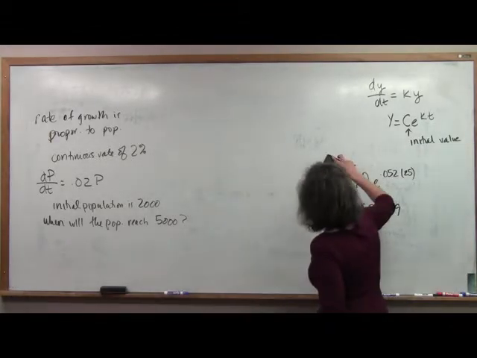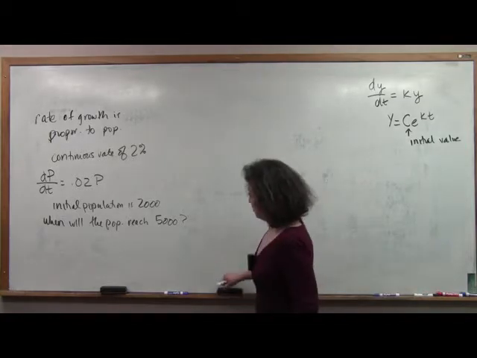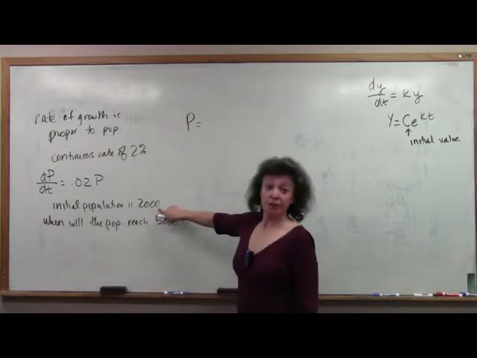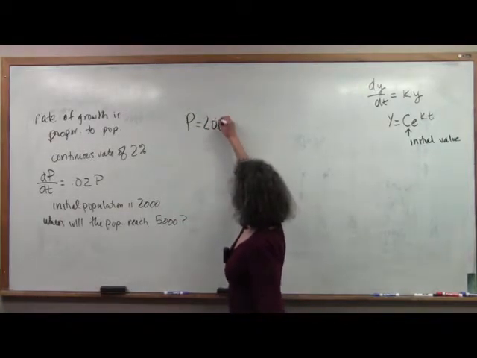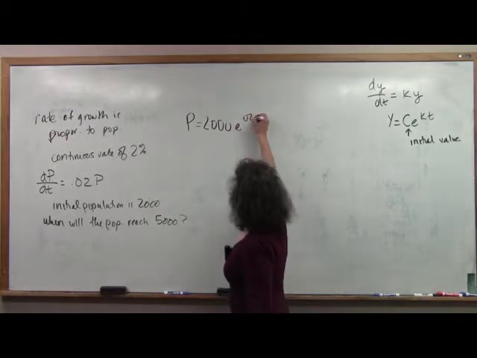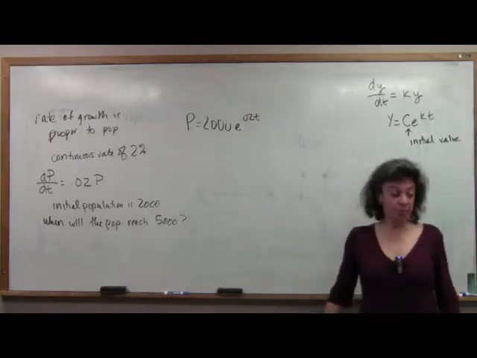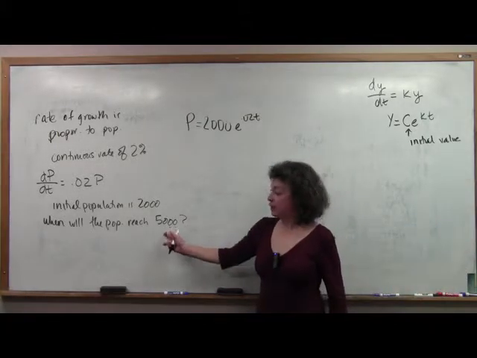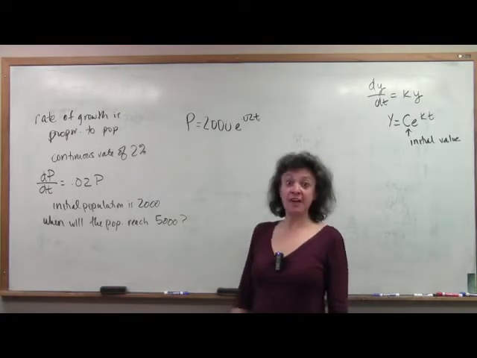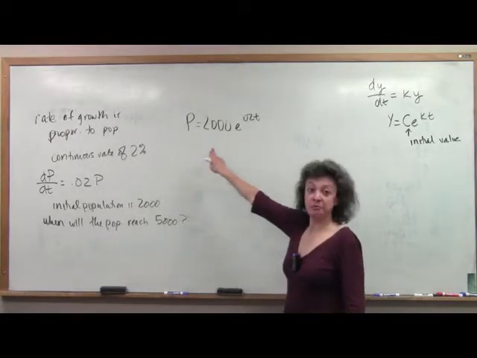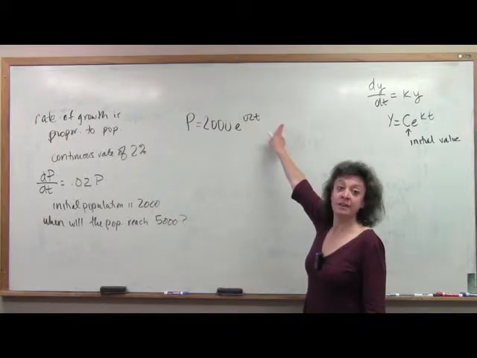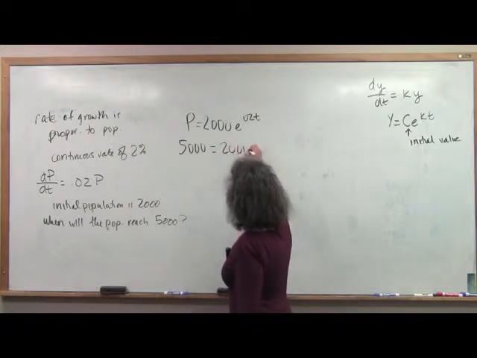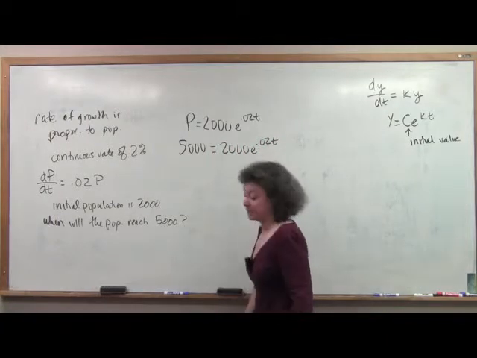All right, well, we have our general differential equation. Notice we're given our initial population, that gives us our C. So we have 2,000 times e to the 0.02t. And now what we want to know is, when will it reach 5,000? Notice we're given a value of P, and we want to know when, therefore we want to find t. So we can certainly solve that. 5,000 is 2,000 e to the 0.02t.